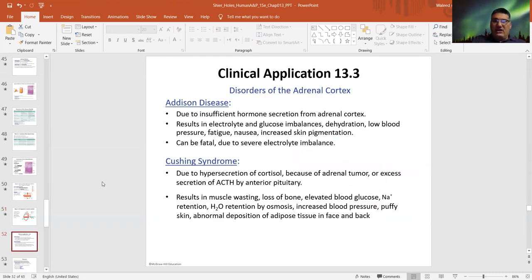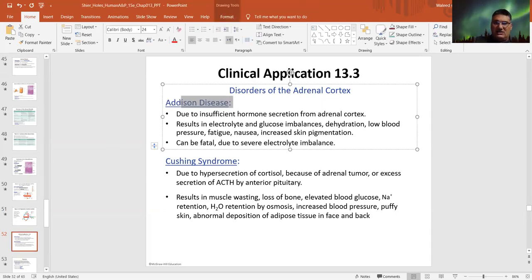If you have issues with the adrenal cortex, the issue can be just like everything else: hypersecretion or hyposecretion. You're secreting too much or too low. If you're secreting too low, not enough, we call that Addison disease. In Addison disease, you're not secreting enough of these secretions, including cortisone and aldosterone. So obviously, remember the function of those two, you're doing less function.